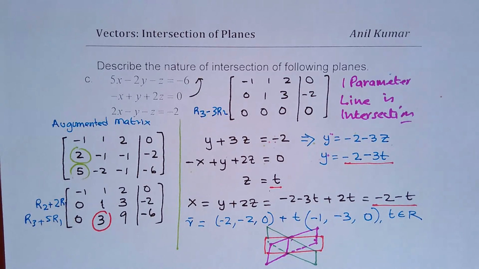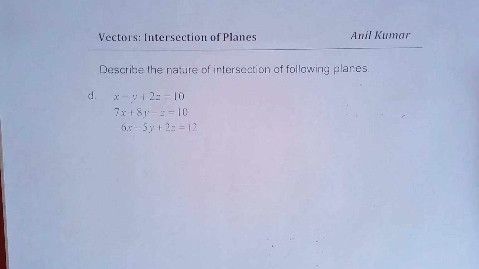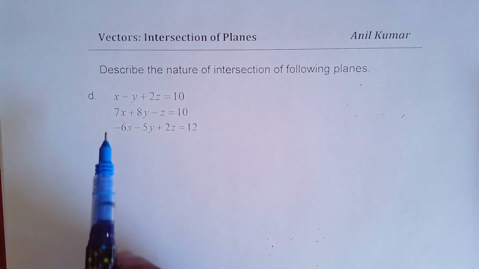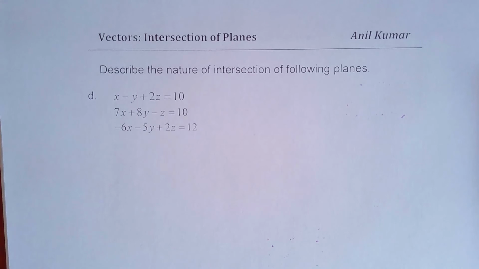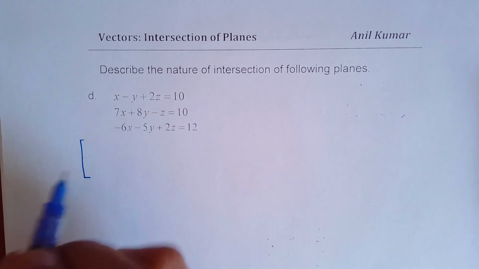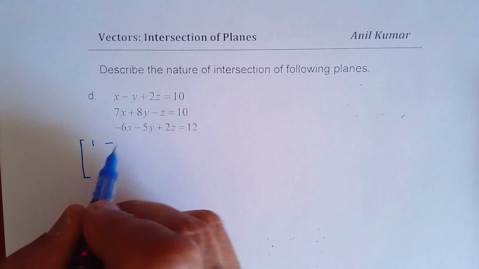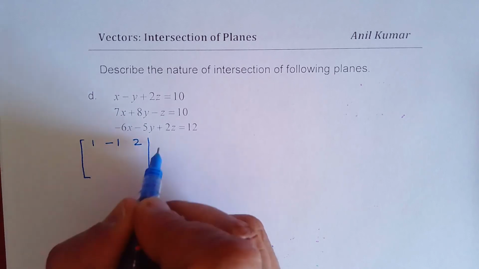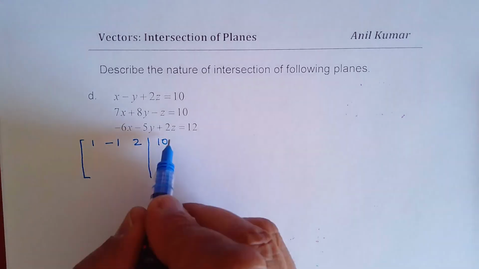Now let's take up part D. Here is part D. We'll try to find the point of intersection for the given planes. The equations are x minus y plus 2z equals 10, 7x plus 8y minus z equals 10, and minus 6x minus 5y plus 2z equals 12. So let's write down these equations in augmented matrix form, which is 1. We are just writing the coefficients, right? And the constants on the right side. So that is the augmented matrix.